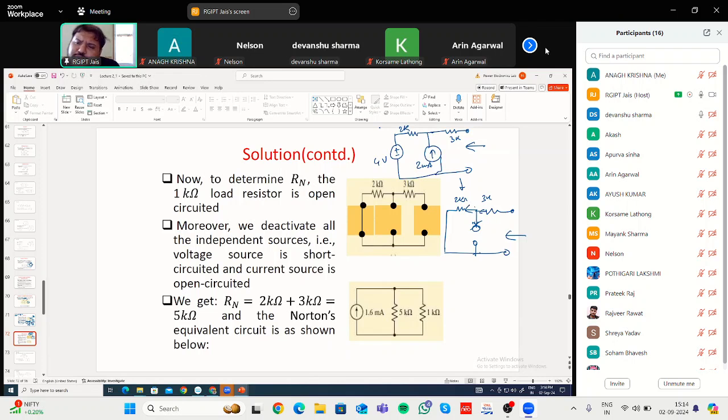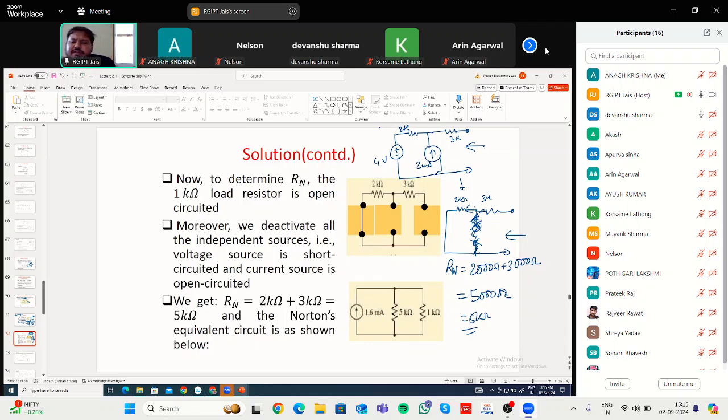So if you ignore these two portions, then what are you left with? You are left with 3 kilo ohm resistance in series with 2 kilo ohm resistance. This path is not there. That means the net resistance, or Rn, will be the sum of 2000 ohm plus 3000, that means 5000, or 5 kilo ohm.